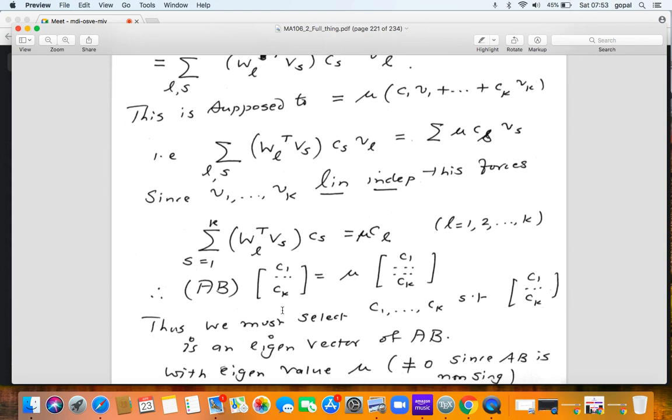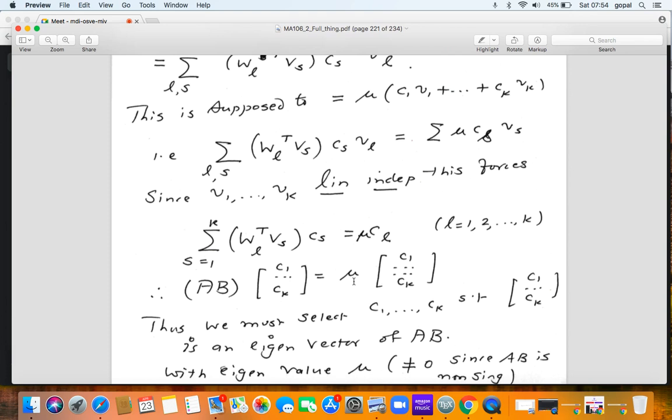But now AB is non-singular, which means that mu is non-zero. So this eigenvalue is different from the previously found eigenvalues. We found n minus k eigenvalues. Remember 0, 0, 0, 0, 0. This is not one of them. And so we are not messing up the count of the eigenvalues. This eigenvalue cannot be 0. This eigenvalue is a non-zero eigenvalue.